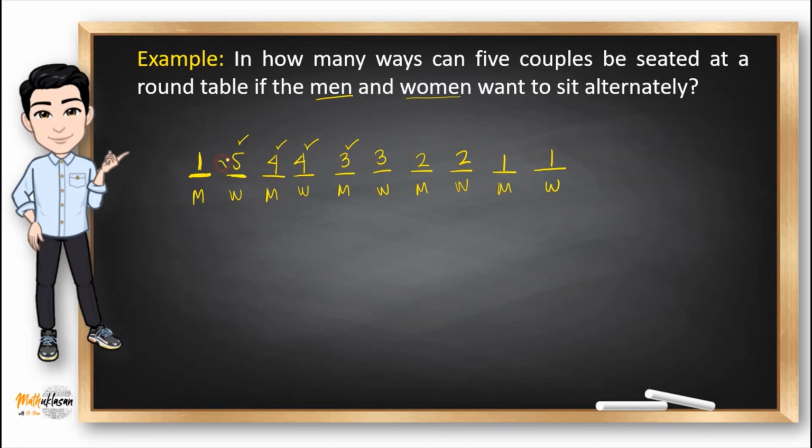So by the multiplication rule, you just have to multiply these values for you to get the answer, which is 2,880. So we have 2,880 ways to arrange the 5 couples alternately.